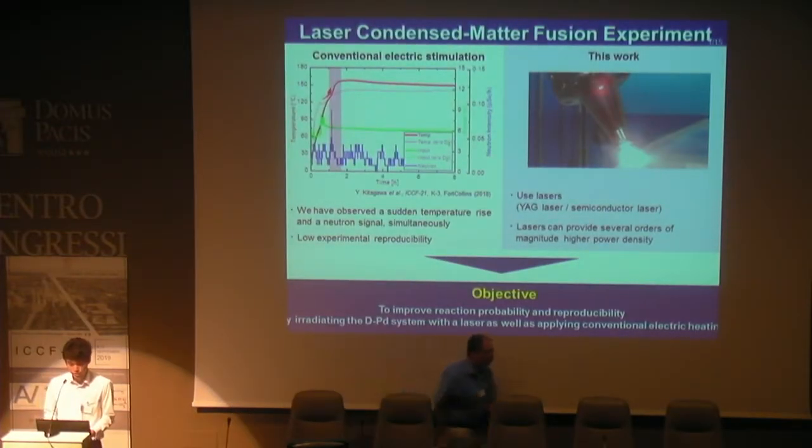Conventionally, we conducted experiments on deuterium palladium system using only electrical stimulation. Then, we have observed a sudden temperature increase and the neutron signal simultaneously. However, there is a problem that the experimental reproducibility is low. So in the present work, we have installed multiple kinds of lasers. The lasers are YAG laser and semiconductor lasers. Lasers can provide several orders of magnitude higher power density.